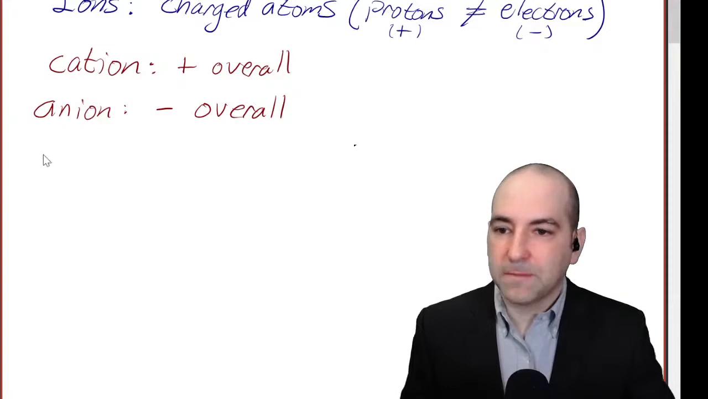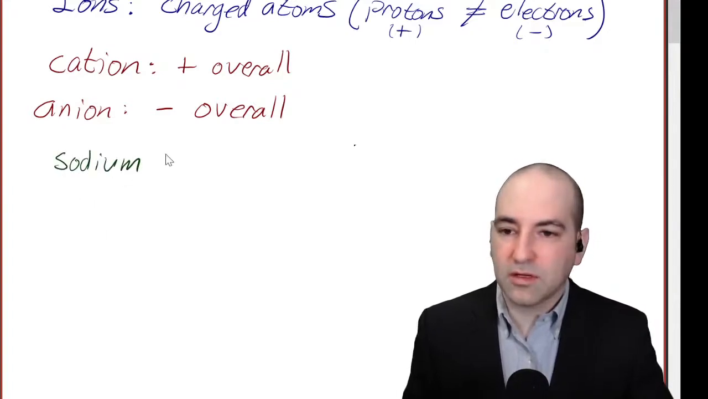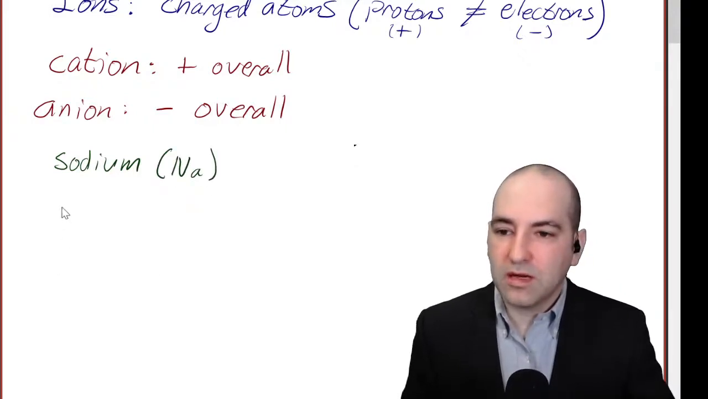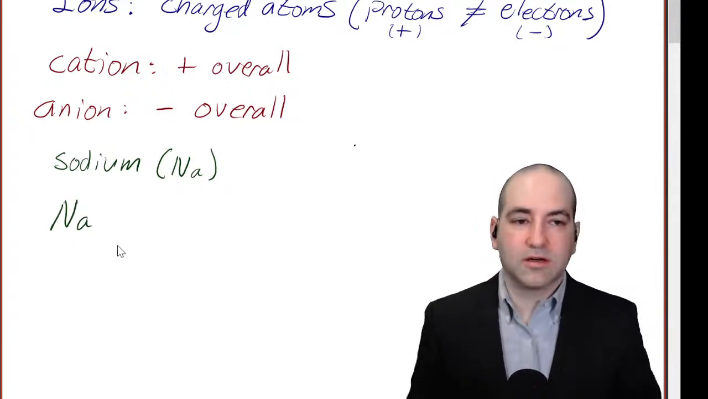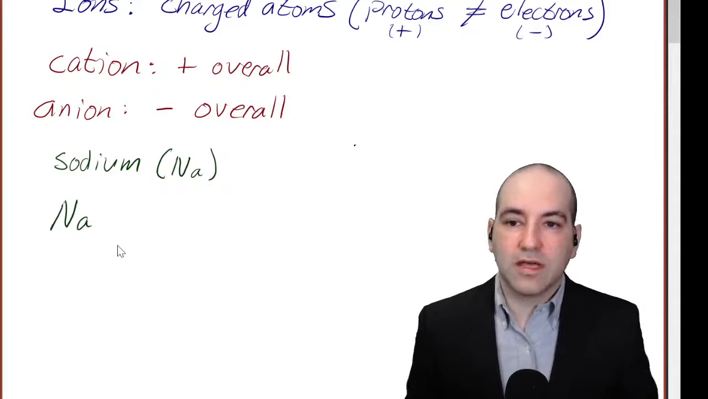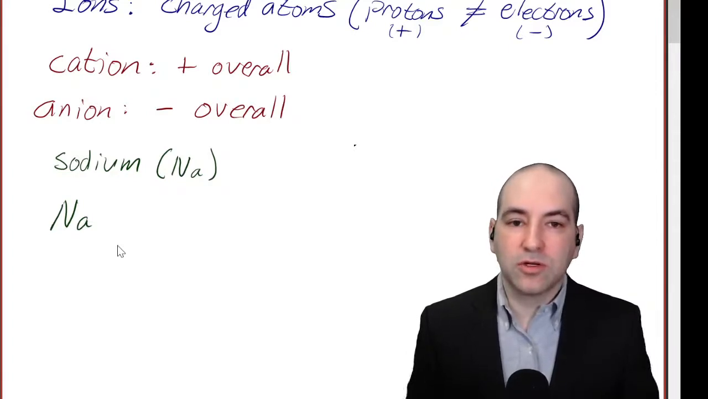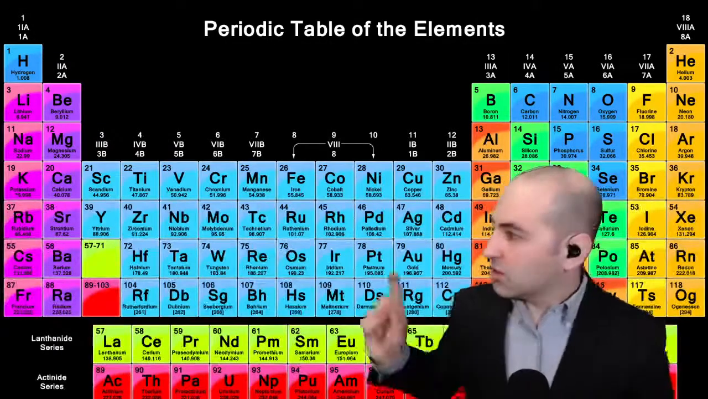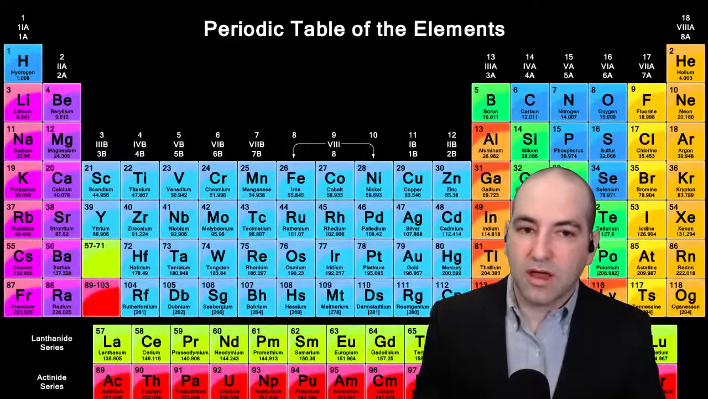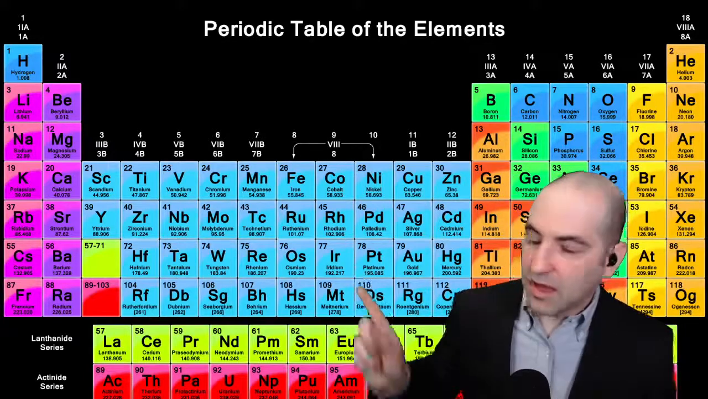All right, so for example, let's look at sodium. Now, the chemical symbol for sodium is Na. And so if we're talking about sodium and we just write Na, what we're really saying there is that we're talking about a neutral atom of sodium. So if we look at the periodic table, we find sodium. It is over there to the left. You can see it's atom number 11, the third from the top on the far left column there.